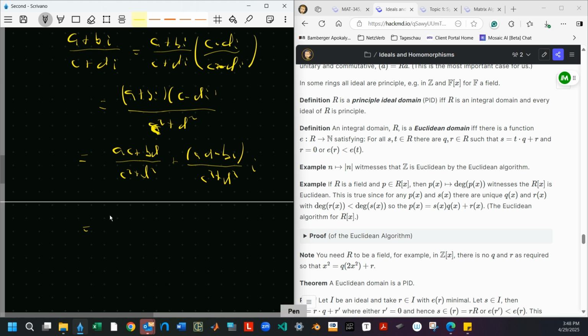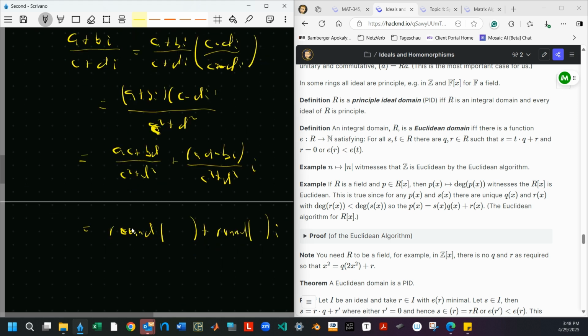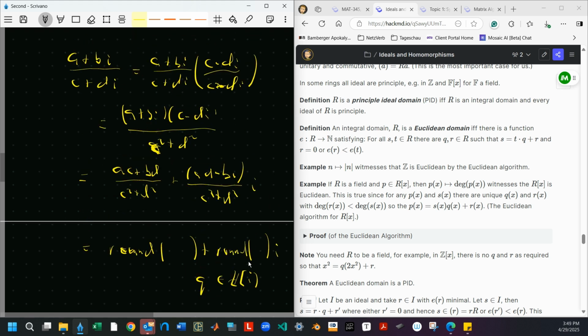I just literally take, round this thing here, plus round this thing here, times i. And I'm going to call that thing, what do I want to call it? I'm just going to call it Q. It's an element of Z[i].